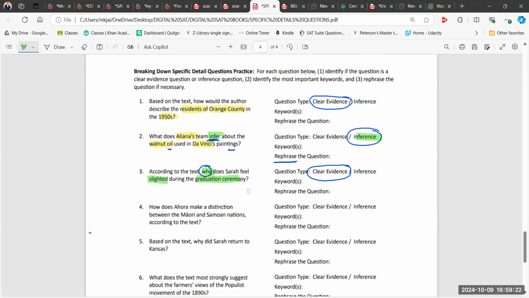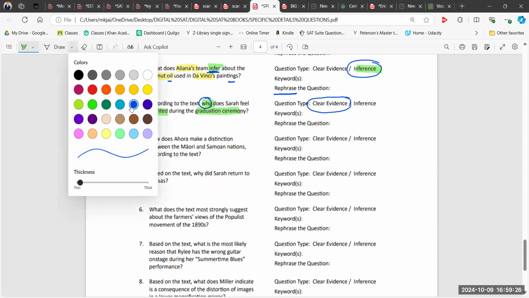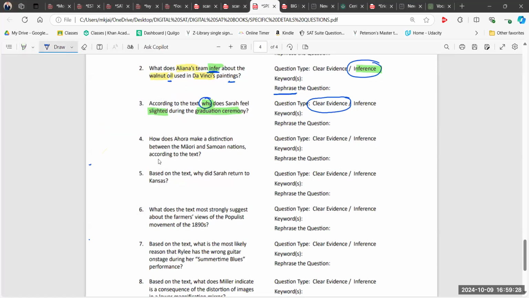Hey, Leah, what do you think of number 4? What kind of question is 4? How does Ahura make a distinction between the Maori and Samoan nations, between these nations? What do you think, Leah? A clear evidence, yes. Okay. Yeah, make a distinction. Show the difference.